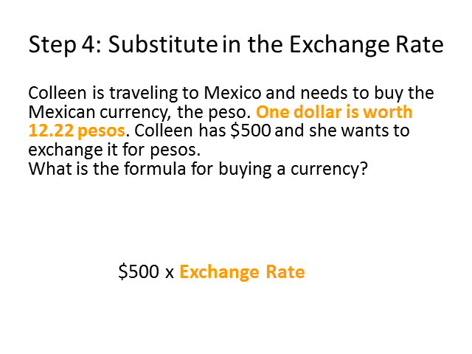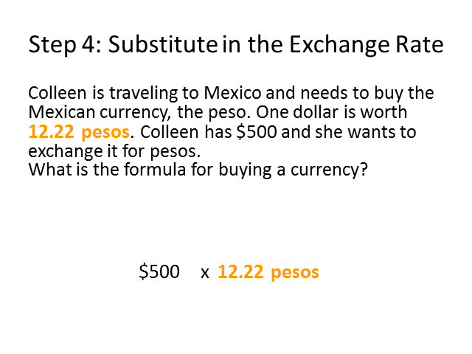Our next step is to find the exchange rate, and so we have a sentence that reads $1 is worth 12.22 pesos, and this is the indication of the exchange rate. Sometimes the sentence might read the exchange rate between the US dollar and the Mexican pesos is $1 per 12.22 pesos. So in either case, we're going to substitute in whatever the exchange rate is into the formula. And in this case, it is 12.22 pesos. So we take the 12.22 pesos and we put it into the formula.